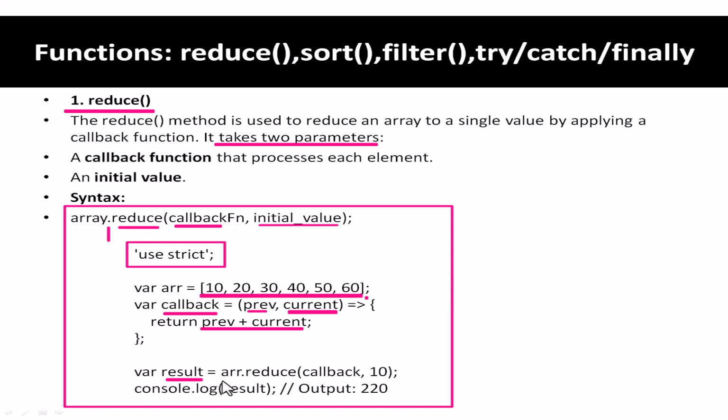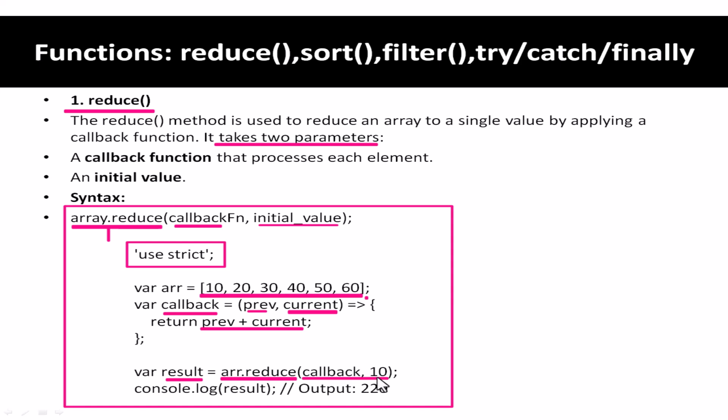Whenever we use a variable result equal to array dot reduce. What is the name of the particular function? Array dot reduce. We are going to use a callback and 10 as an argument. Callback already contains the particular array values. What are the two arguments? The callback function followed by the initial value. Here we are using a callback function, and the value is 10. So callback comma 10.